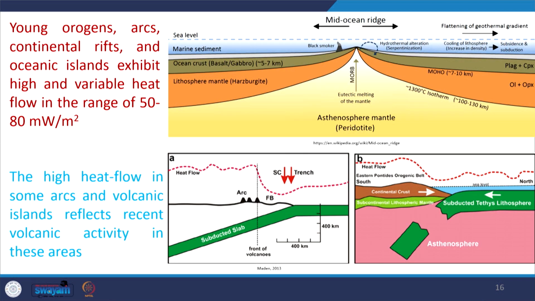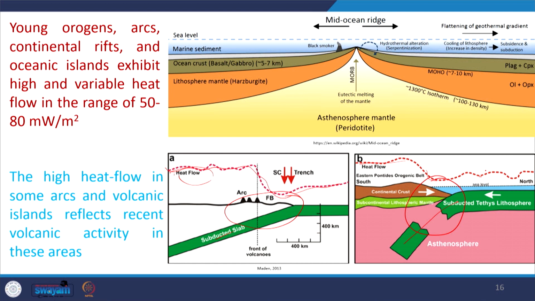Young orogens, arcs, continental rifts and oceanic islands exhibit high and variable heat flow in the range of 50 to 80 milliwatt per meter square. So, here if you see, these are the orogens and this is the subduction zone, and here is a subduction zone which is low angle subduction, here it is a high angle subduction. Now, if you see this heat flow graph, it is varying like this, and similarly here this heat flow graph is varying like this.